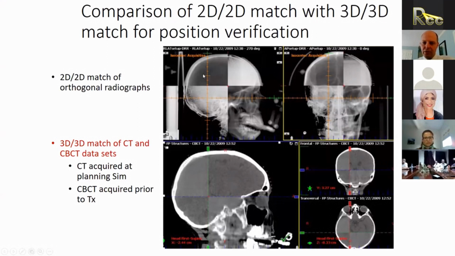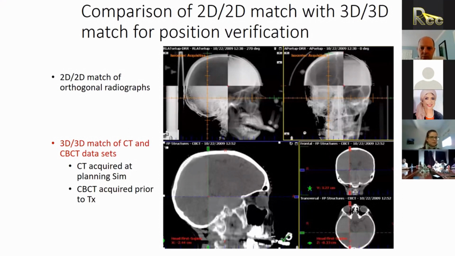And up above, you're matching based on 2 projection images and the digitally reconstructed radiograph for this patient. Okay, let me just verify this slide because it's very important for everybody to understand it well. In the first upper images, we are matching 2D orthogonal radiographs.